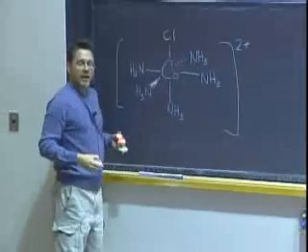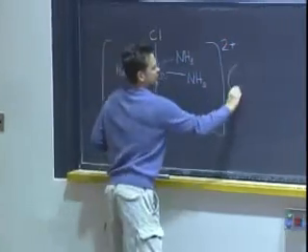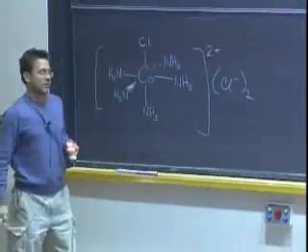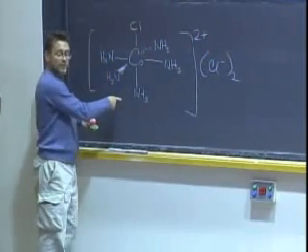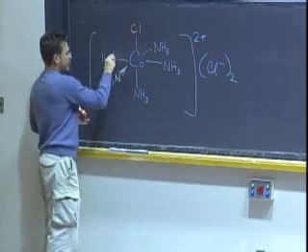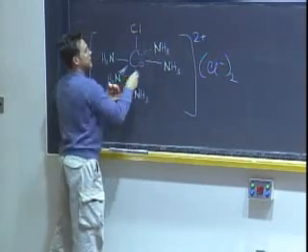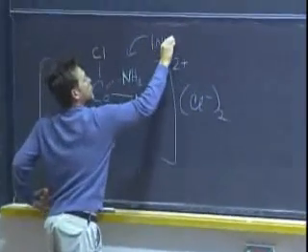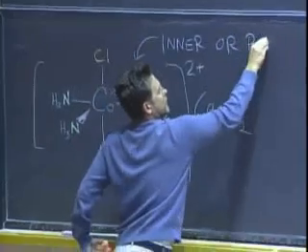The cobalt ion is still considered here to be in the +3 oxidation state, and this system is balanced by 2 chloride ions that are floating around externally in solution and that are not in the primary coordination sphere. So these atoms here that are part of ammonia molecules that are bonded directly to the metal are in the inner coordination sphere. That's the inner or primary coordination sphere.